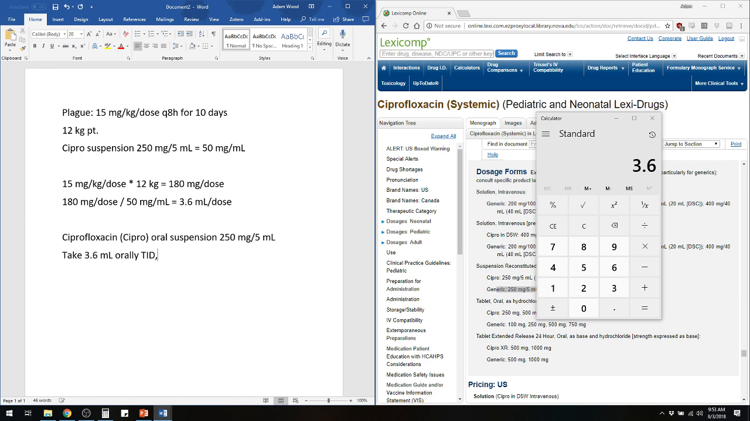So I could write TID. I could write 3 times daily. I could write Q 8 hours. Any of those would be fine, right? So getting 3 doses per day, okay? So for 10 days, for plague, GUE, good.